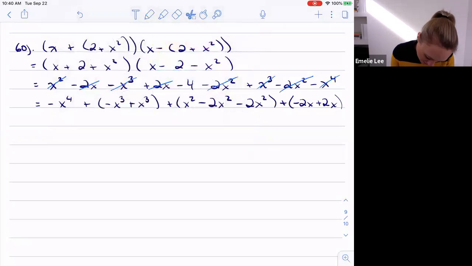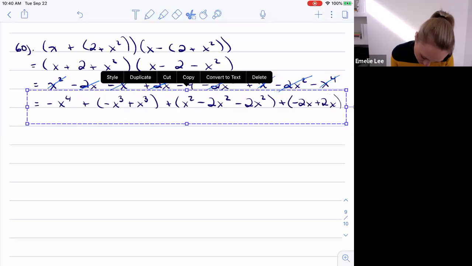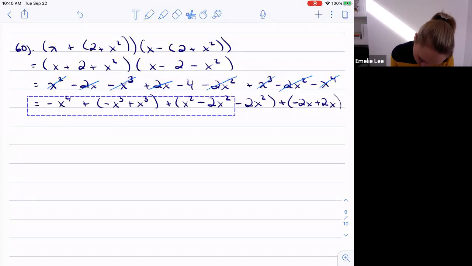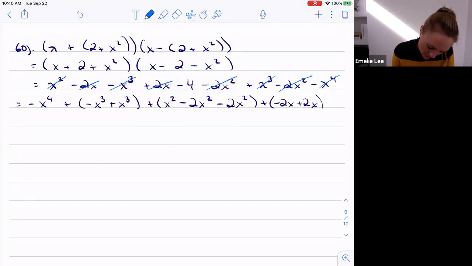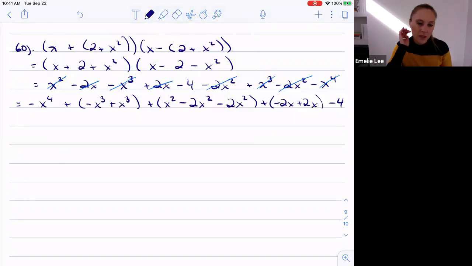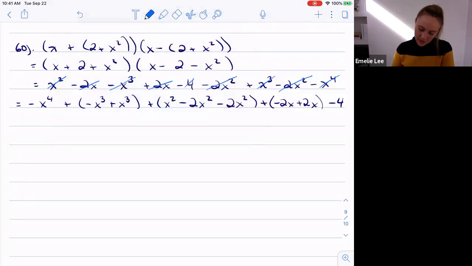And to make myself a little bit more room, I'm just going to scoot these over. Oh. Be more careful about what I'm scooting. Minus 4. I'll just show that that's taken care of too. Okay.